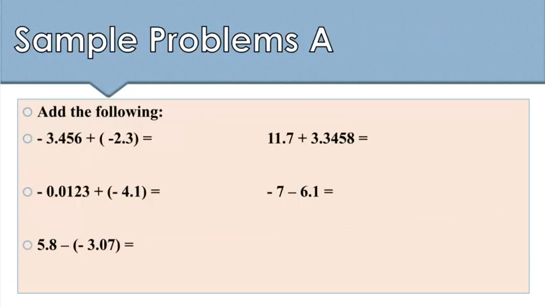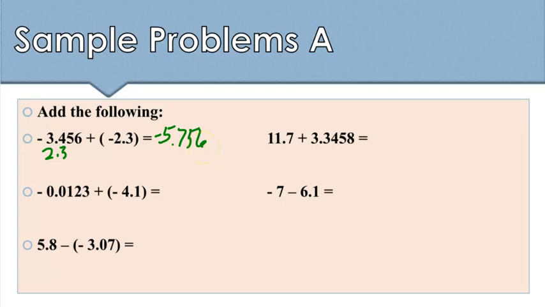So here we want to add the following. So this first one, they're both negative, so that means I'm going to add them and my answer is just going to be a negative number. So if I put the negative 2.3 underneath here, I'm now going to have a negative 5.756.